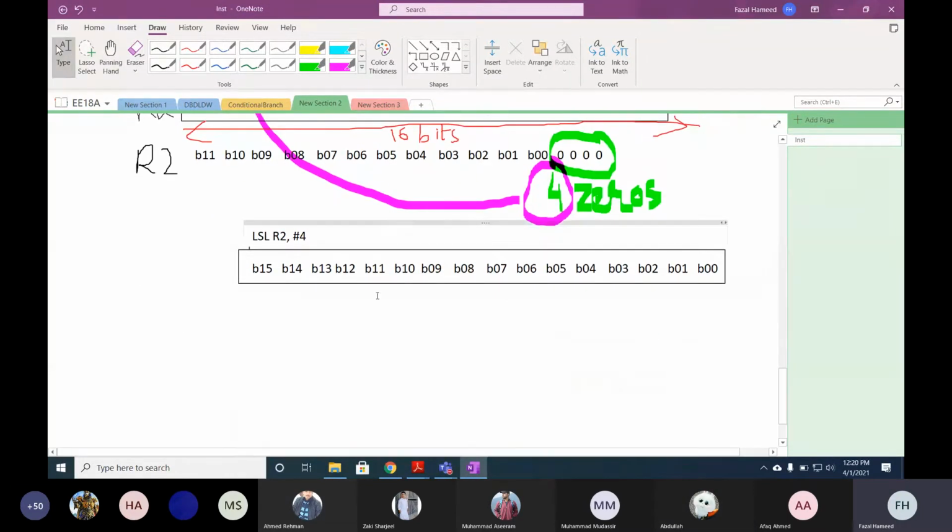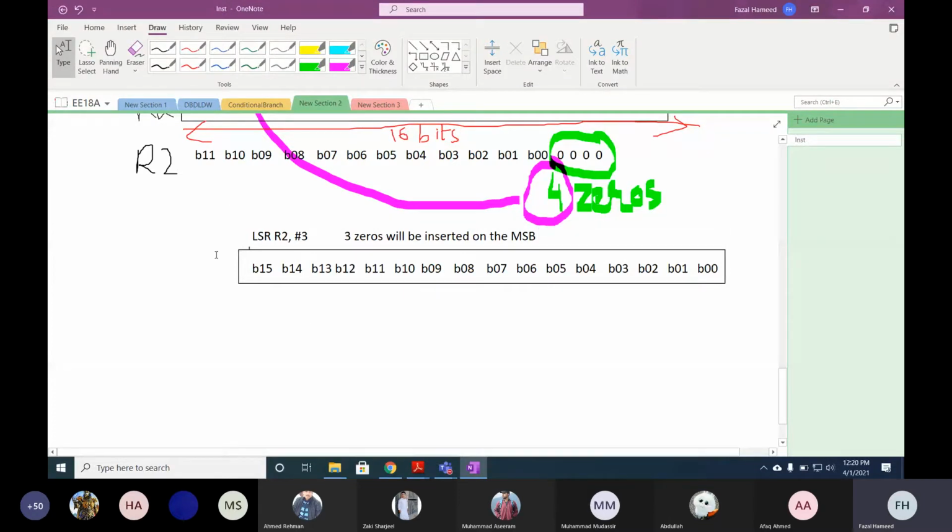Now let's assume we study another instruction, that is logical shift right. In this example, shift right by 3, so how many zeros will be inserted? 3 zeros will be inserted. From the MSB side or the LSB side? From the MSB side.